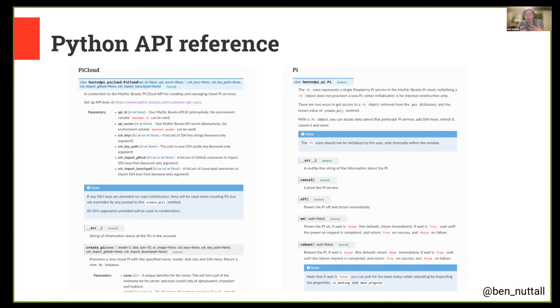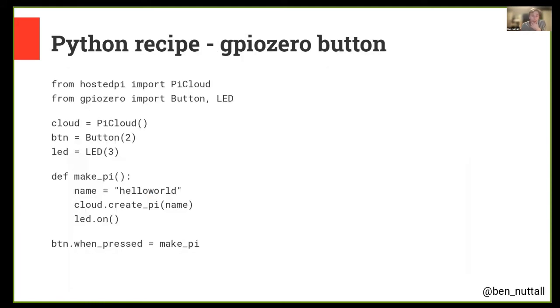So there's a Pi class, and each Pi has things like on, off, reboot methods, accessing SSH keys, and all that kind of thing. So for instance, this is an example where we're using GPIO Zero, LED and button to, when you press a button, create me a Pi, and then turn the LED on. And I've got a video I tweeted once of me running this when I was getting started, and it's just like you press a button, it asks Mythic to give you a Pi, and then it opened the browser and showed that Pi had been created.